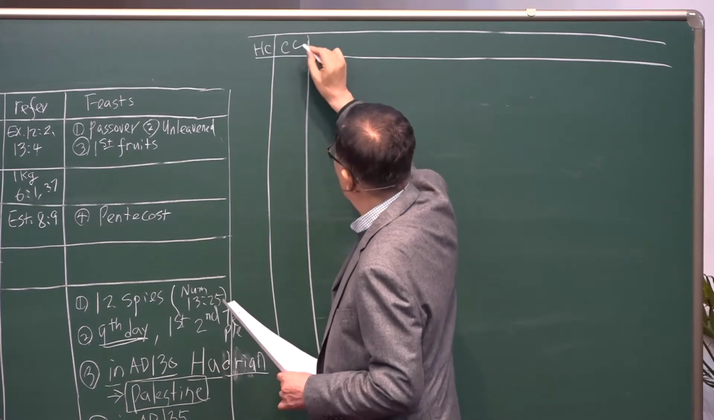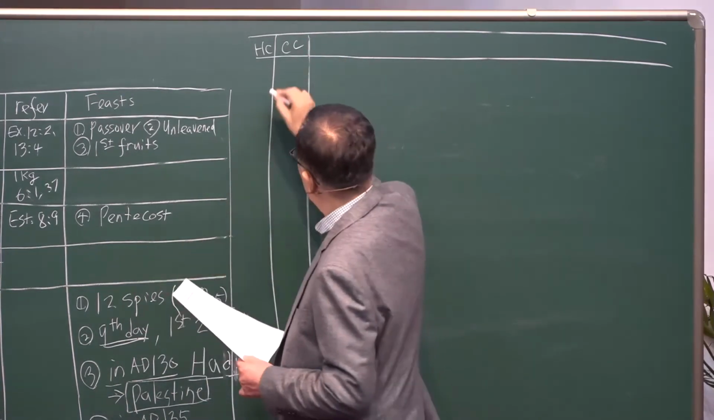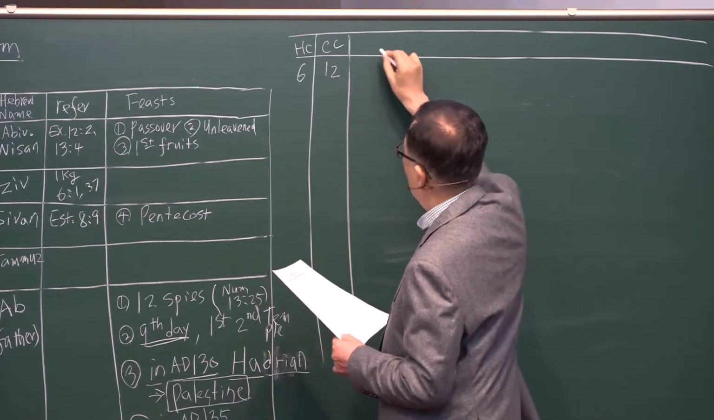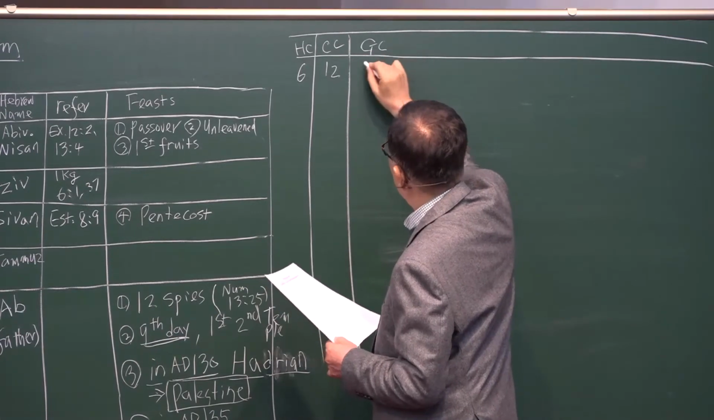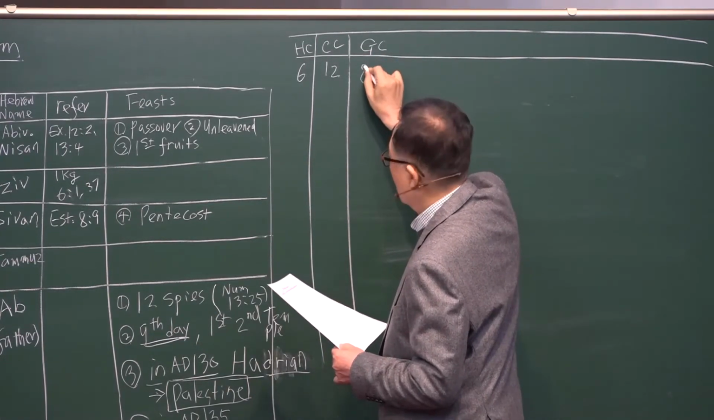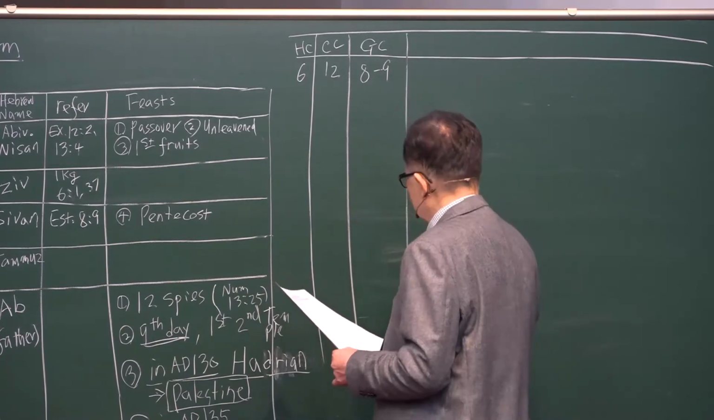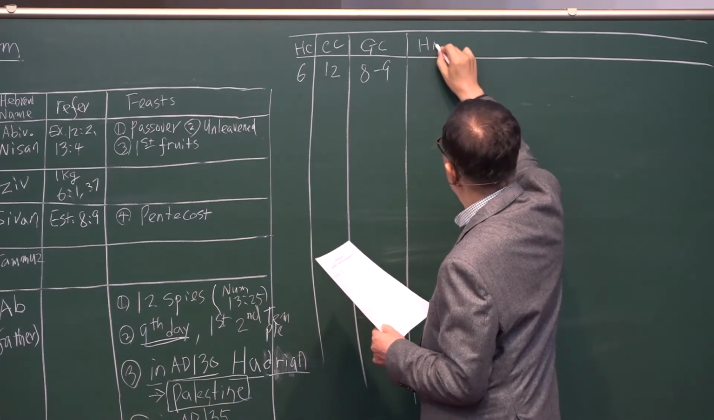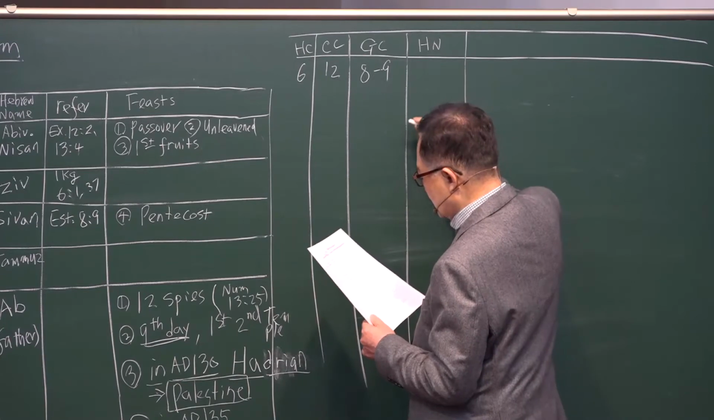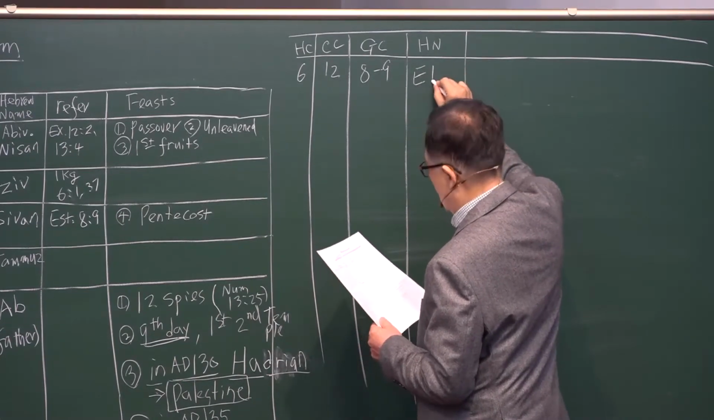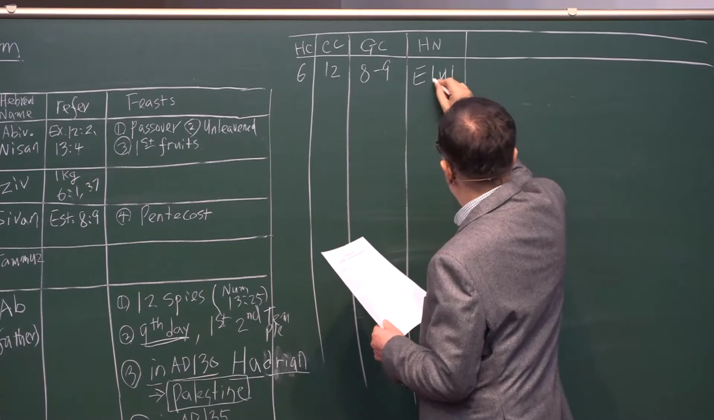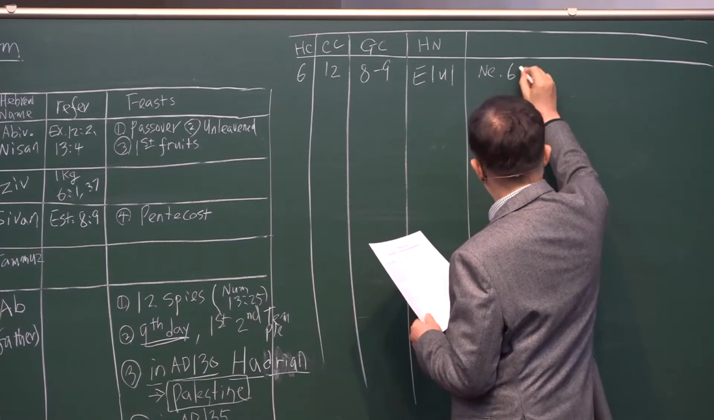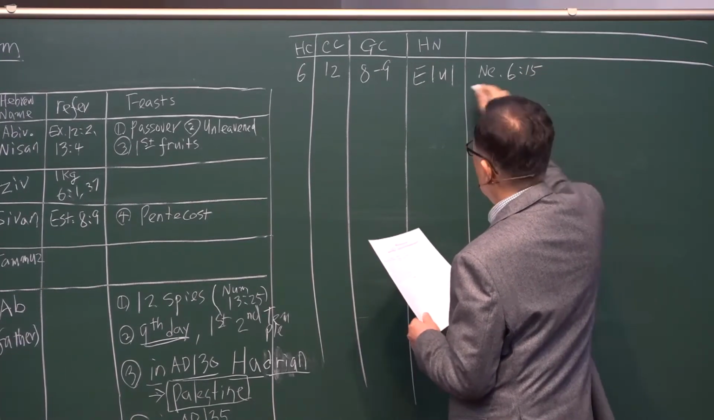Let me continue here. What is months? Now it's 6 and 12. And Gregorian calendar, that is 8, 9. And also the Hebrew name, it calls Elul. Elul. And Nehemiah 6:15.